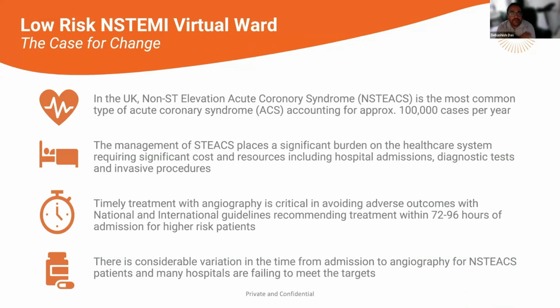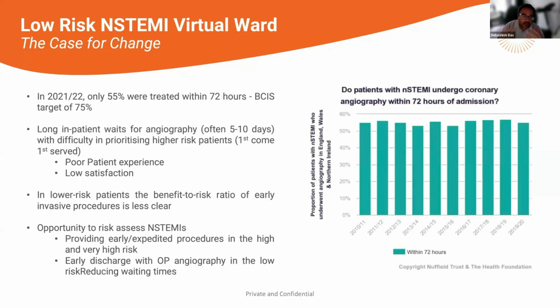So our low-risk NSTEMI virtual ward was a novel virtual ward that we started now 2 years ago. NSTEMIs, as we know, are a significant patient cohort that comes into our acute take. The guidance is to try and deliver angiography within 72 to 96 hours for higher risk patients. What tends to happen is our low-risk patients get bundled on in, and so there is often significant time spent in hospital while waiting for their procedures. And we are targeted to deliver at least 75% of our NSTEMIs within 72 hours of admission.